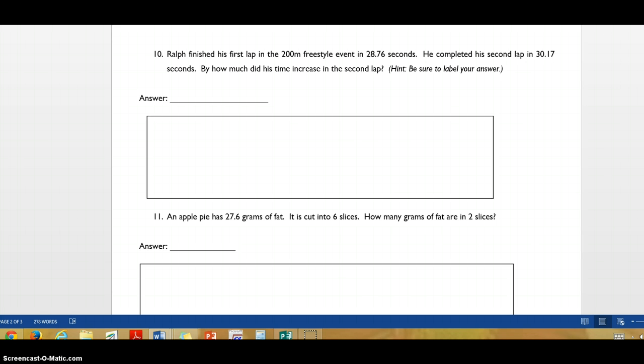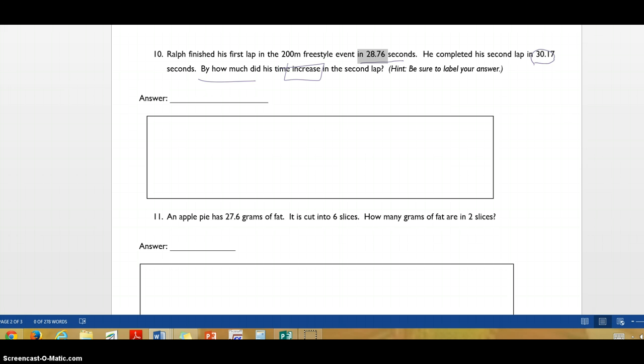Number 10, again, is another word problem, and it reads, Ralph finishes his first lap in the 200-meter freestyle event in 28.76 seconds. Okay, so I think we should probably highlight that when you're reading through. Make sure you underline the numbers. He completed his second lap in 30.17 seconds. Now we're wondering, by how much did his time increase? So the increased time in his second lap.